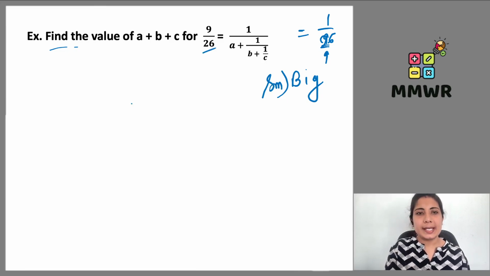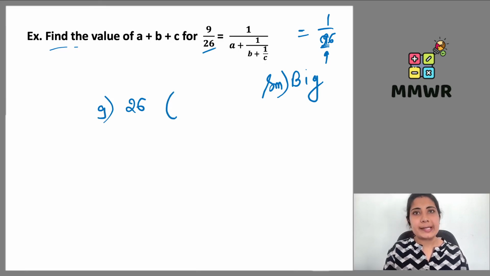So the big number, 26, divided by 9 will give you the value for ABC. First of all, 26 is not coming into the table of 9. So smaller than 26: 9 ones are 9, 9 twos are 18, 9 threes are 27. 27 can't be taken here. So we'll take 2 times, 18, right? So this gives remainder 8.